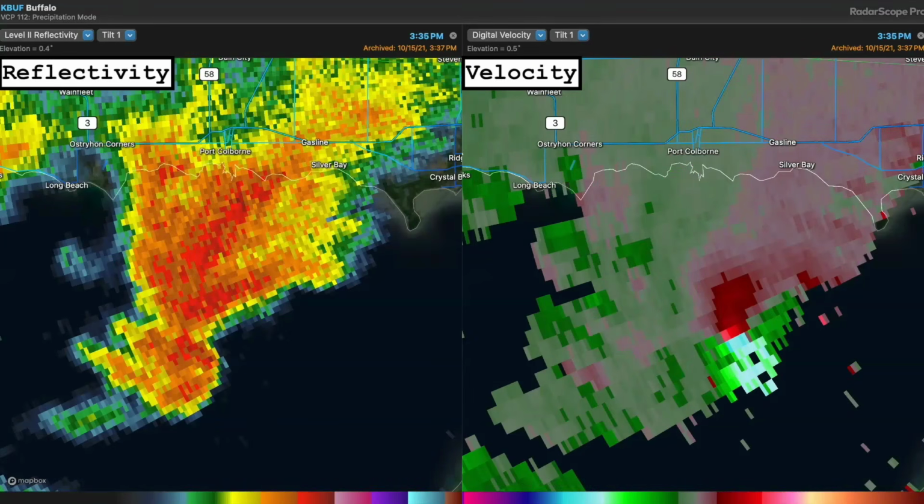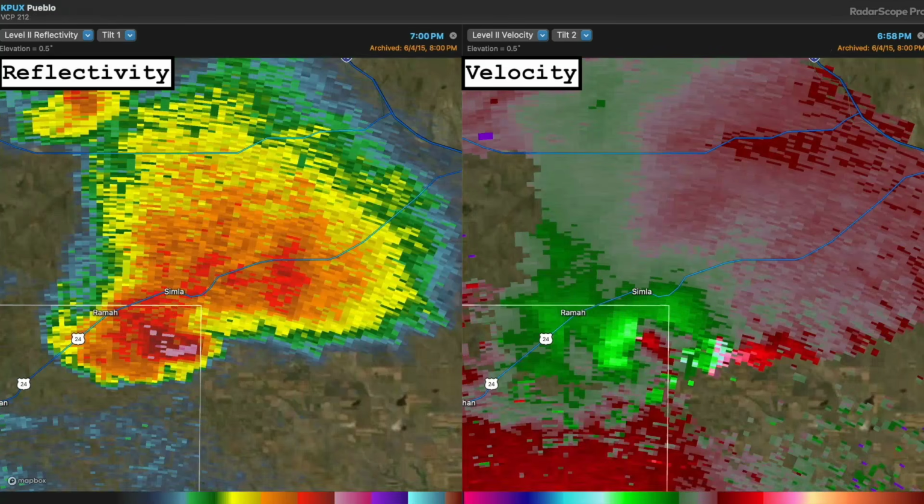Here's another example. Once again, we have a classic supercell with a well-defined appendage and a very strong velocity couplet. However, the couplet is located in the clear air well out ahead of the appendage, so this is side lobe contamination.